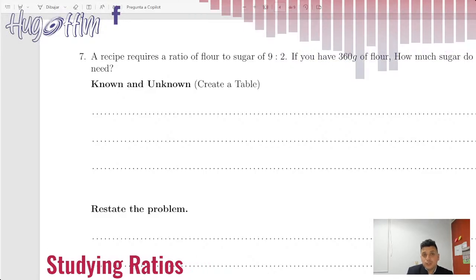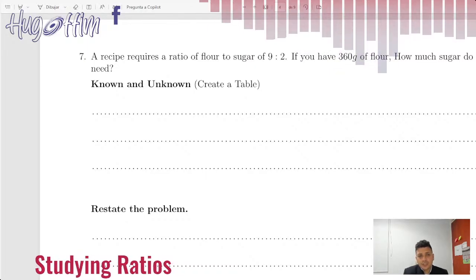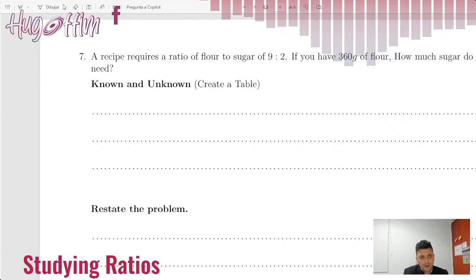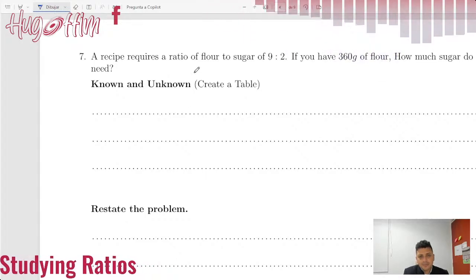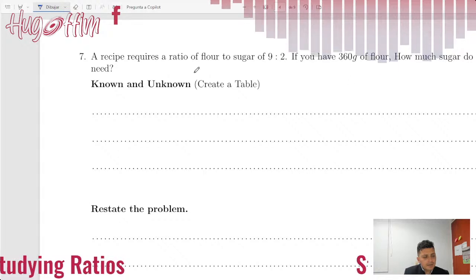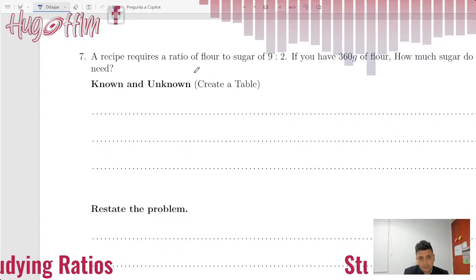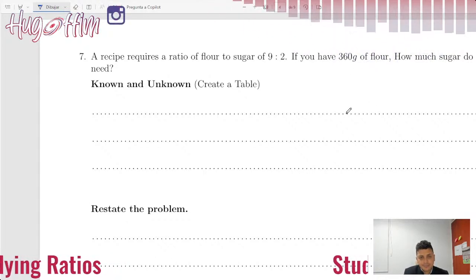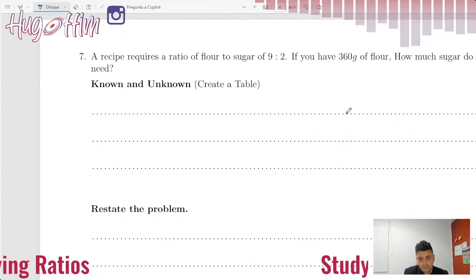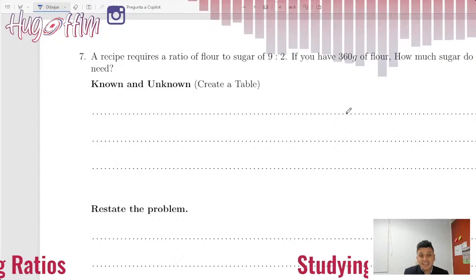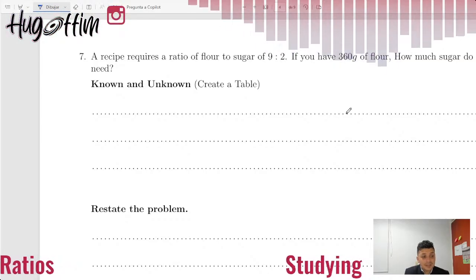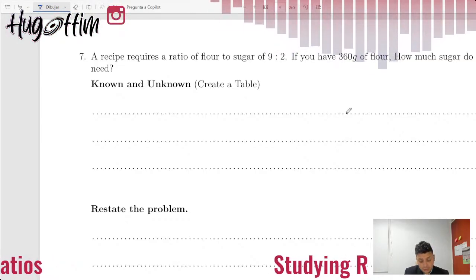When you want to answer these questions, I recommend you organize the information in a table. Put the information in a table, identify the magnitudes, and then, once you identify the magnitudes, work it out on the table.